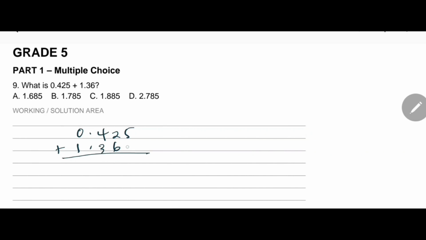What is the answer? So 5 plus nothing is what? 5. 2 plus 6 is what? 8. 4 plus 3 is what? 7. Because it's 11. 0 plus 1 is what? 1. Yes. So the answer is B, 1.785. That's what it meant.